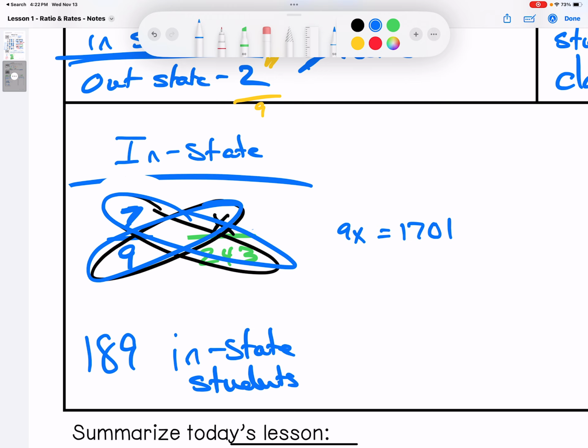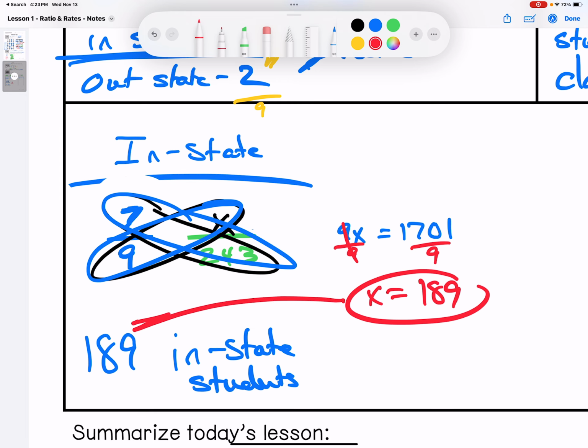1,701. Big number. Now you're going to divide by 9. Going to solve for X just like you have been. 1,701 divided by 9 is 189. Is that not the same answer you got? It is. Look at there.